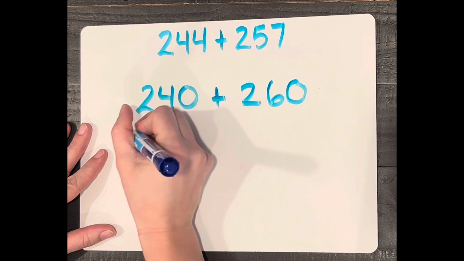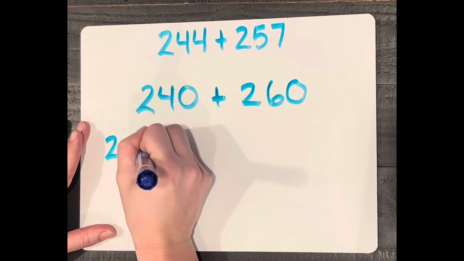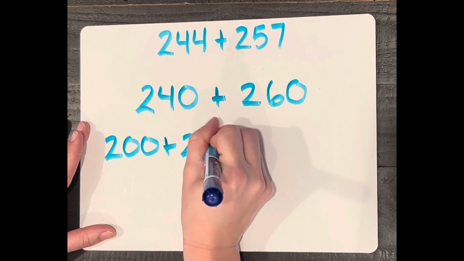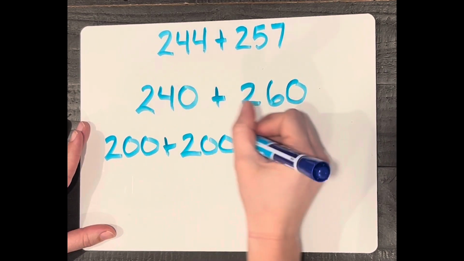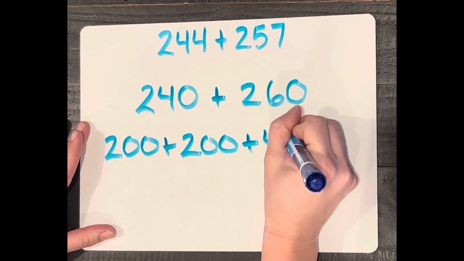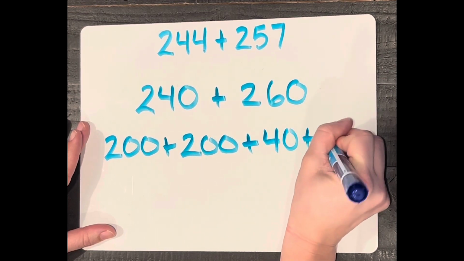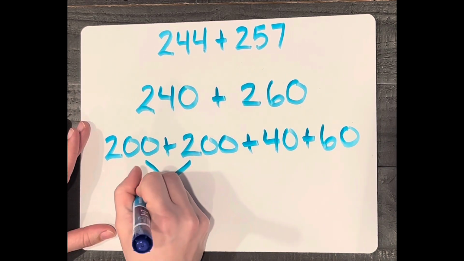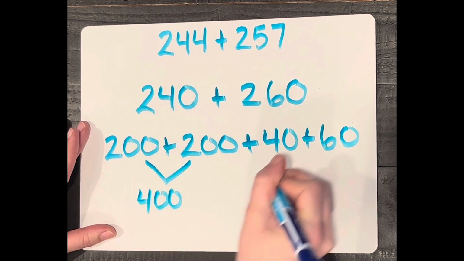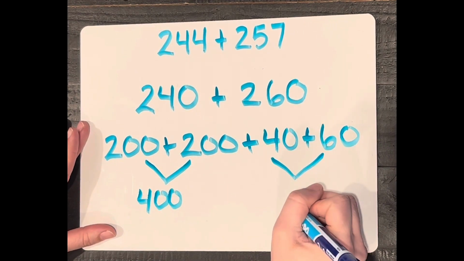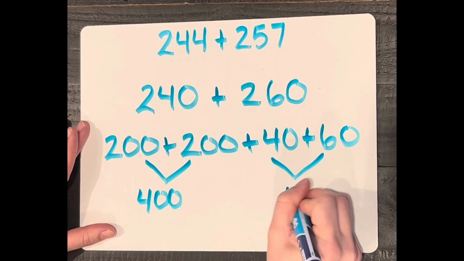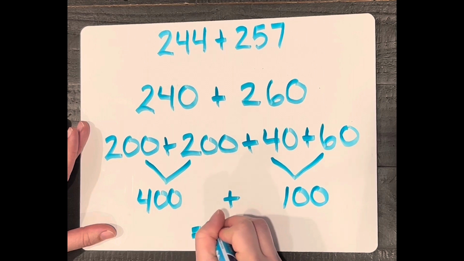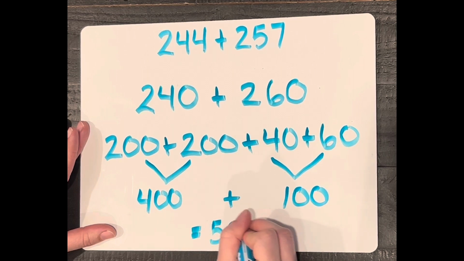So then you would take the 200 from here, and you take the 200 from here, and you would take the 40 and the 60. From there, you're going to add up your 200s to 400, and your 40 and your 60 to 100. Add those together, and that will give you the sum of 500.